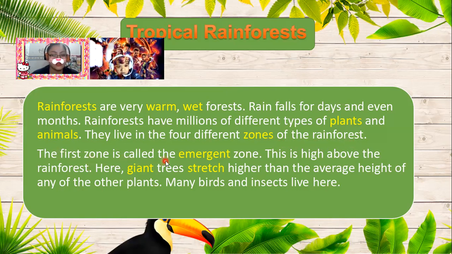The first zone is called the emergent zone. This is high above the rainforest. Here, giant trees stretch higher than the average height of any of the other plants. Many birds and insects live here. Okay, so how many zones are there in the rainforest?